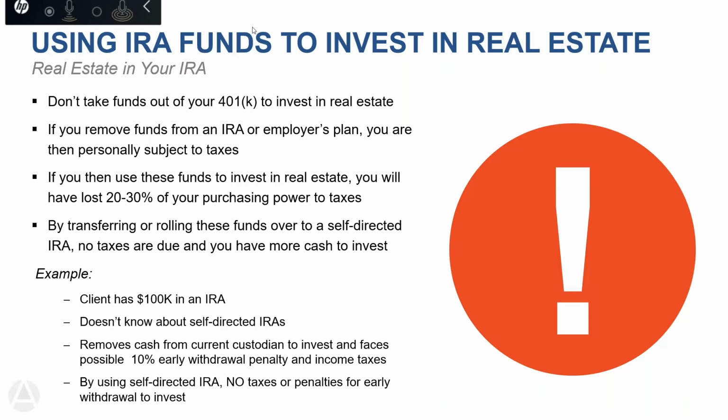Now, an example of that would be that a client has $100,000 in an IRA. They instead take a distribution, they get a 10% early withdrawal penalty, and then they have to face personal income taxes for that. But by using a self-directed IRA, you can do the exact same investment, not pay any taxes on the distribution, not pay any taxes on the income or the sale of that property or the income from that note as well.